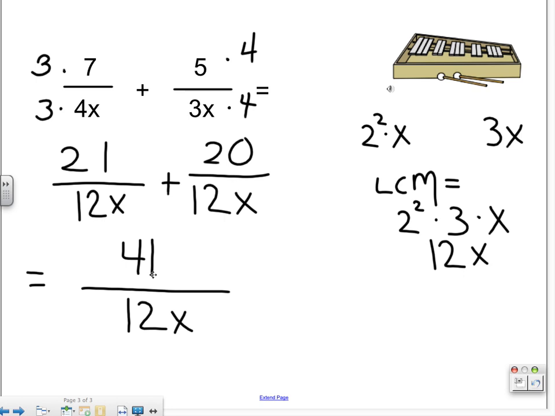Now you say to yourself, can I reduce this? And you can reduce this. You can make it into a mixed number. But I'm going to say when you have variables in it, you should just reduce a common factor and leave it improper if it's that. So I'm going to say this is my final answer.